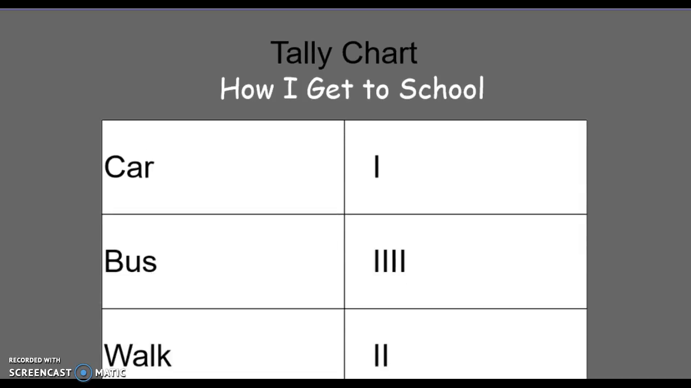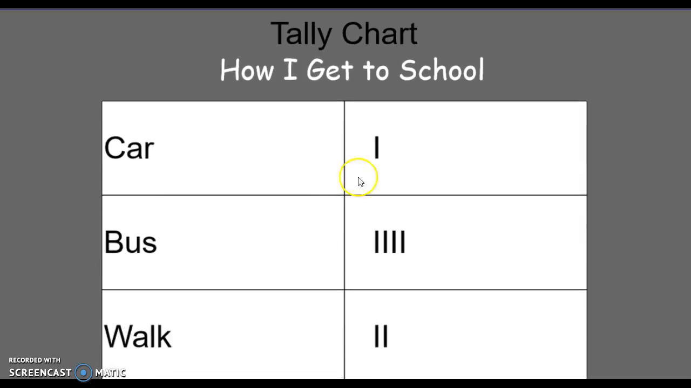This is a tally chart, and a tally chart gathers information using tallies, these numbers right here, which I know we've worked with before. So this particular tally chart shows how I get to school. We're asking students, how do you get to school? You could choose either car, a bus, or walking. And based on the tallies we see right here, one student took a car, 4 students took the bus, and 2 students walked.